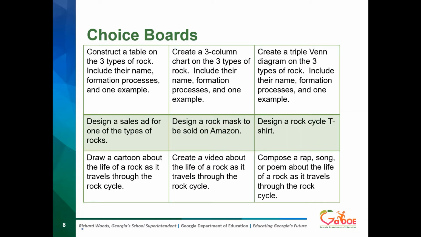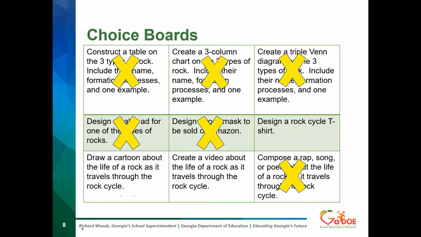Here is a choice board example for the rock cycle. Notice that students have a variety of options to show mastery of this topic. In this particular choice board, a 3x3, students are encouraged to pick a task in a tic-tac-toe format. So students can choose tasks diagonally, horizontal, or vertical.